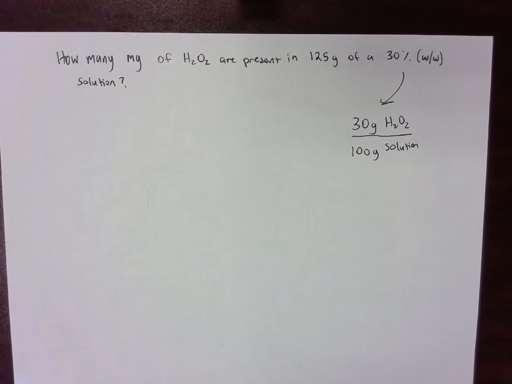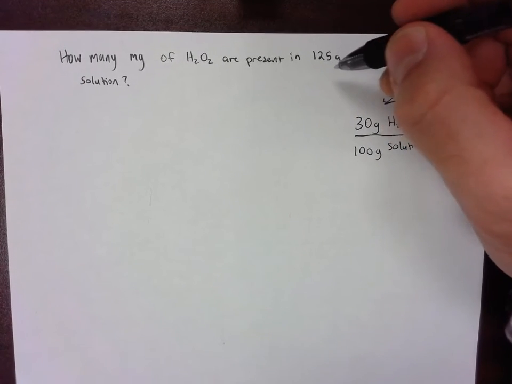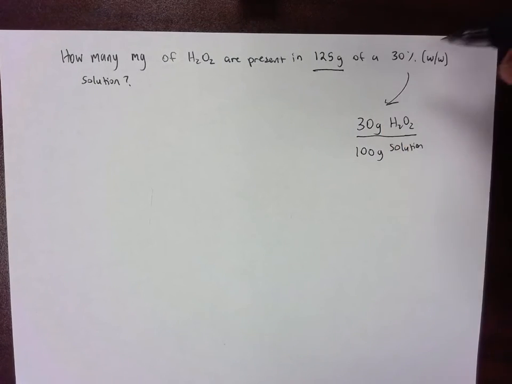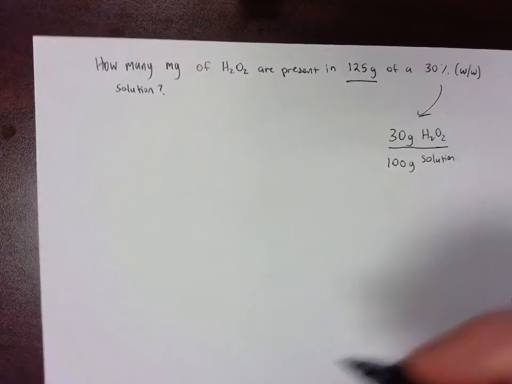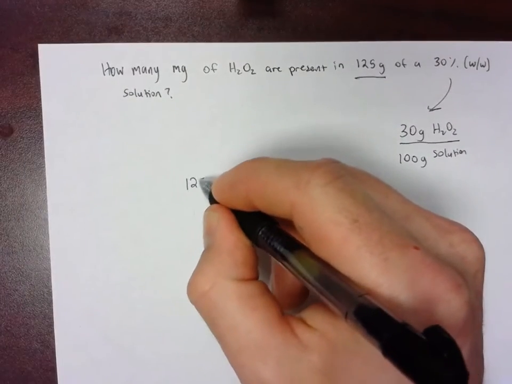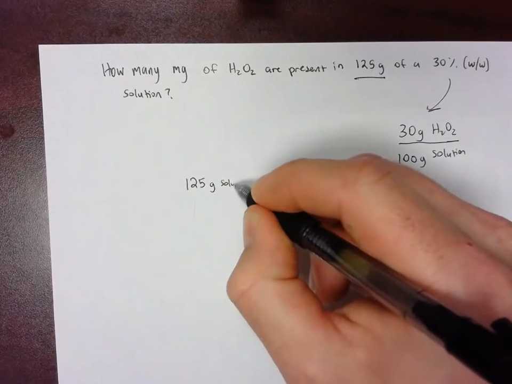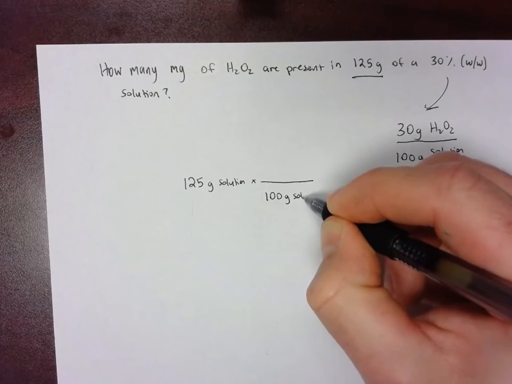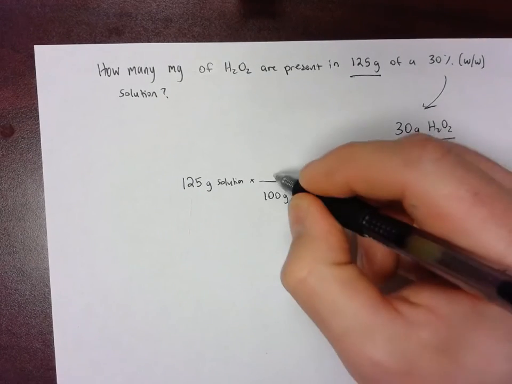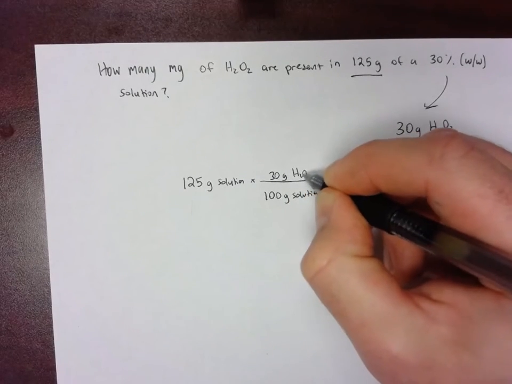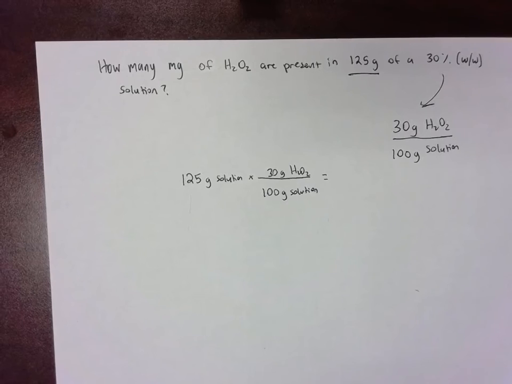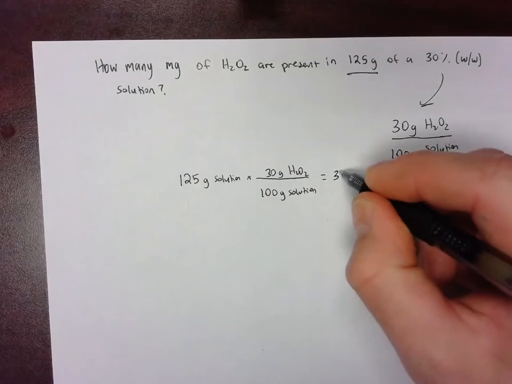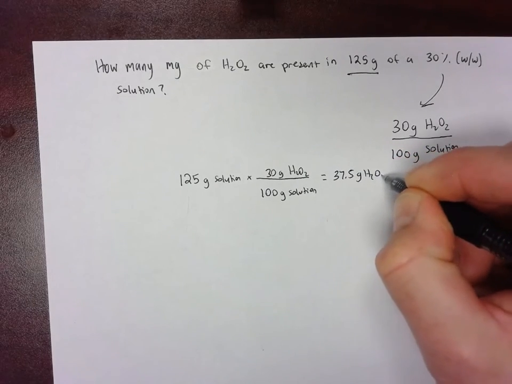Okay? Since I am interested in not 100 grams of solution, but 125 grams of solution, then I need to set it up just like I did the last problem. So I would start with my 125 grams, and then put my 100 grams of solution on the bottom to cancel it out, and then 30 grams on top. And you get 37.5 grams of H2O2.